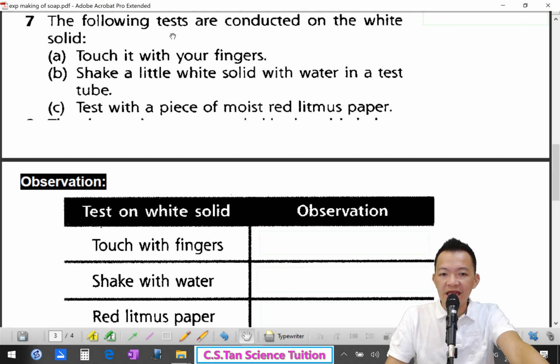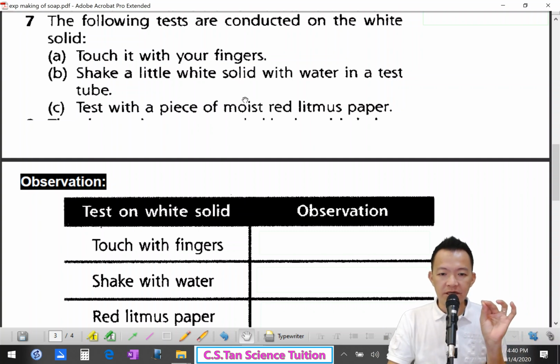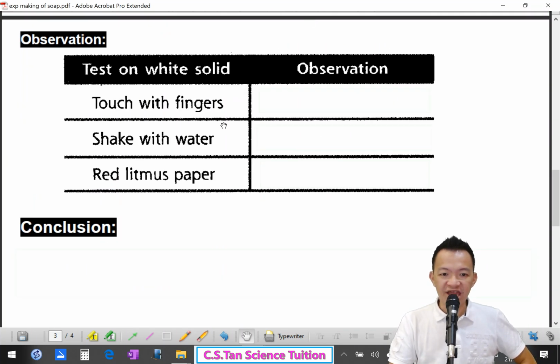The following tests are conducted on the white color solid. That means your soap. Touch it with your finger. Shake a little white solid with the water in the test tubes. Okay, take a little water and shake a few times. And test with a piece of moist red litmus paper using the red color litmus paper and test it. Okay, so number one, touch with the finger.